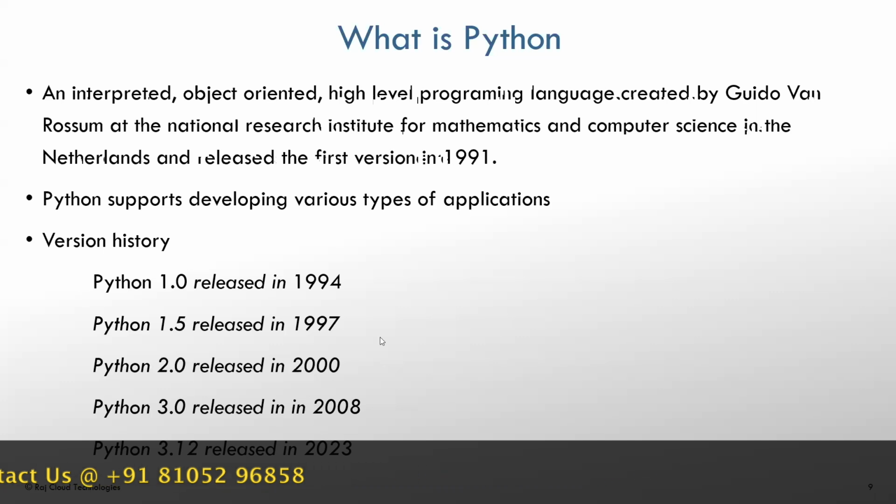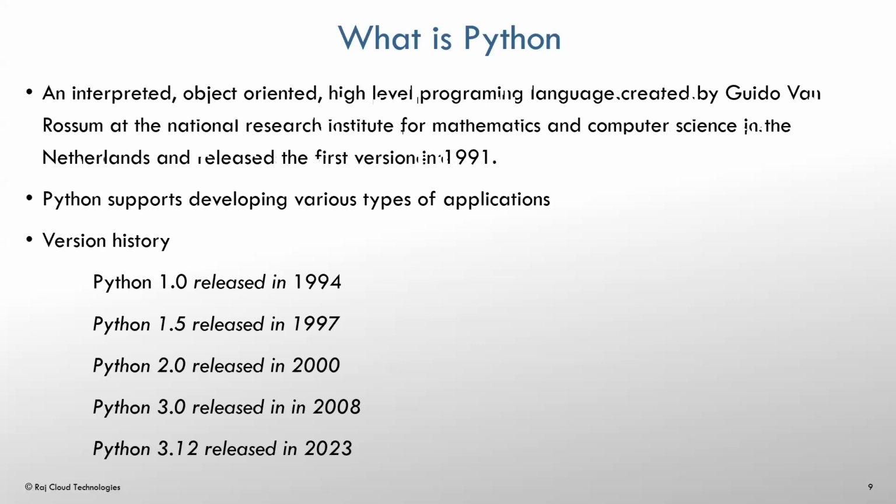Python is an object-oriented, high-level interpreted programming language. It was introduced as a first version in 1991 by Guido van Rossum. No worries, we'll learn what is an object-oriented programming language, what is a high-level programming language, what is an interpreted language, all that. Just stay on.